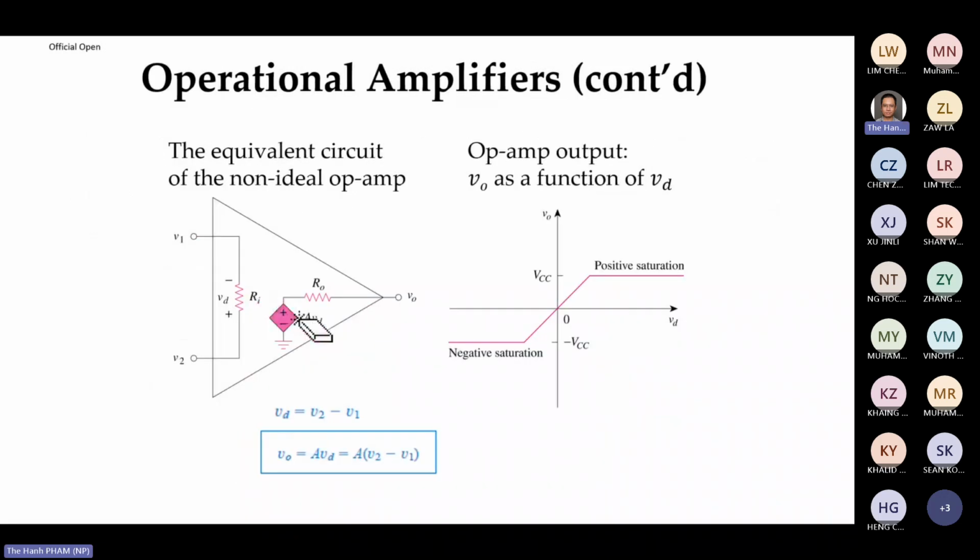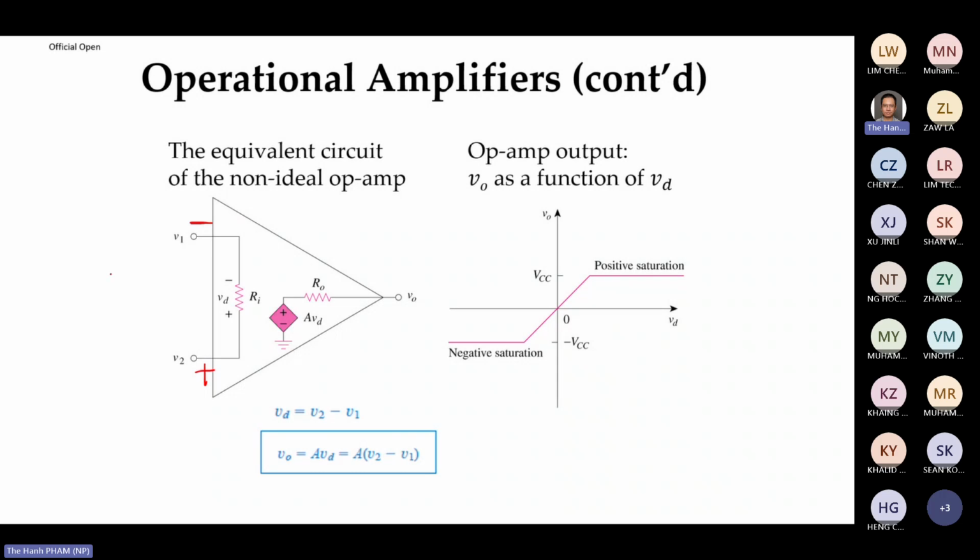Now, the op-amp has input impedance and output impedance, Ri and R0. The output of the op-amp is very simple: it is A times VD. And what is VD? VD is here, so it's V2 minus V1. V2 is the non-inverting terminal, and V1 is the inverting terminal. So if you have a voltage between the two terminals, you multiply it with A, and then you amplify it.